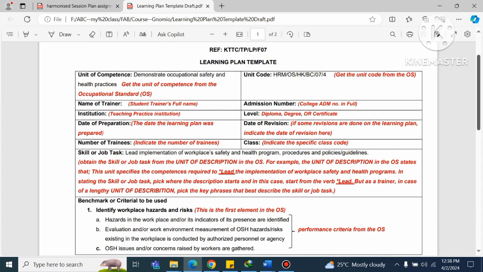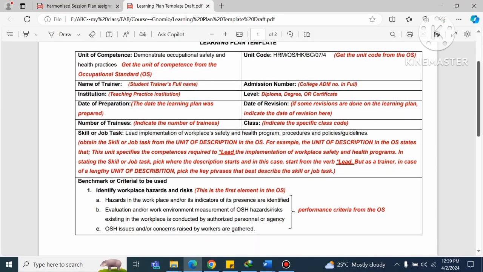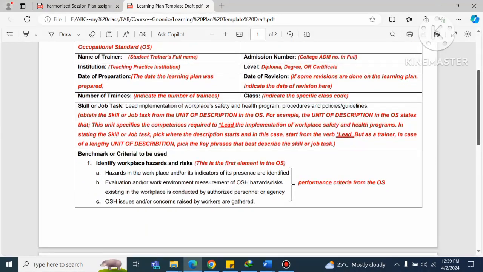Date of preparation: when did you prepare the learning plan? Write the date when it was prepared. The date of revision: if some revisions are done on the learning plan, indicate the date of revision. Number of trainees: how many trainees will you be training? You write that there. Class: indicate the specific class code, which depends on the institution.